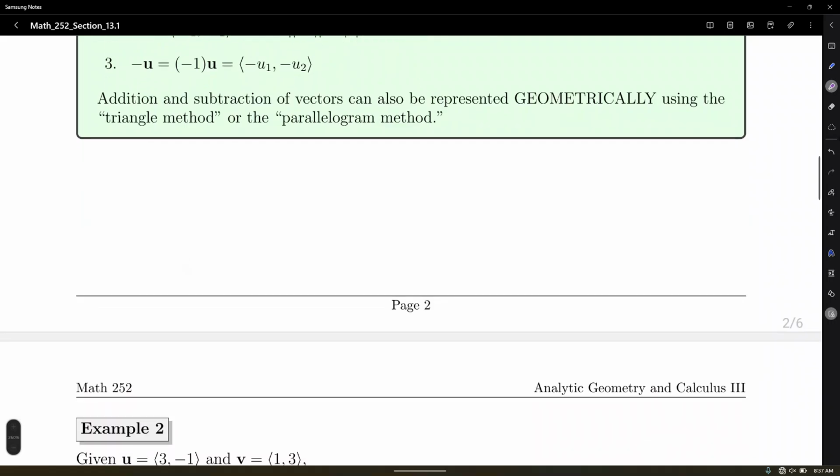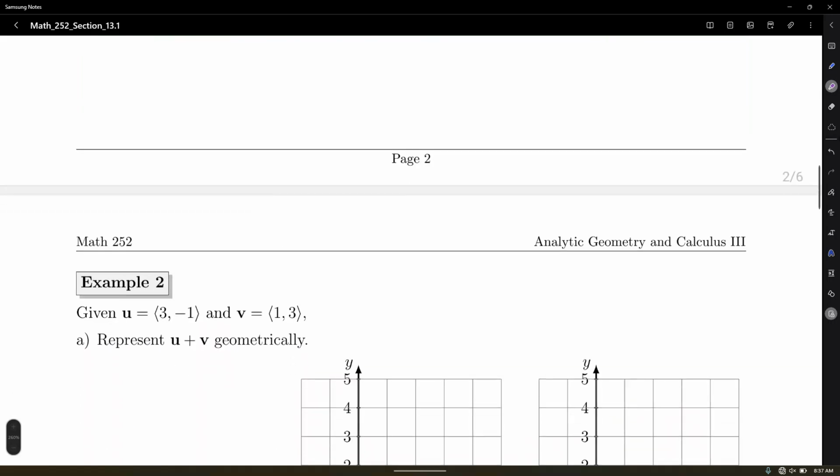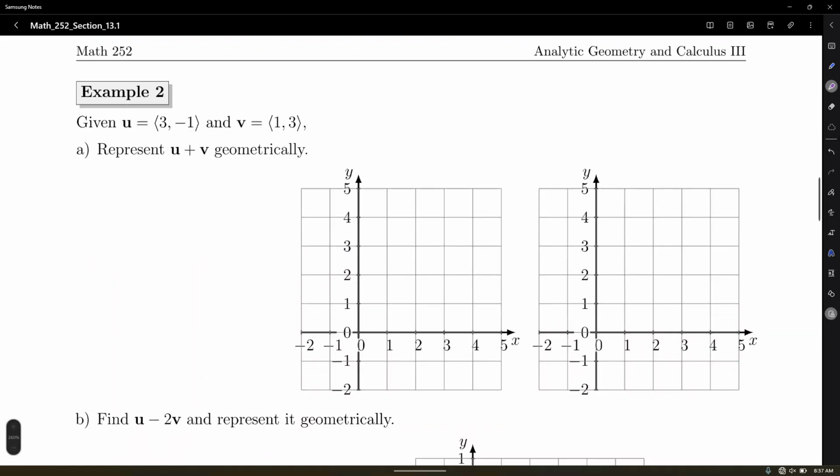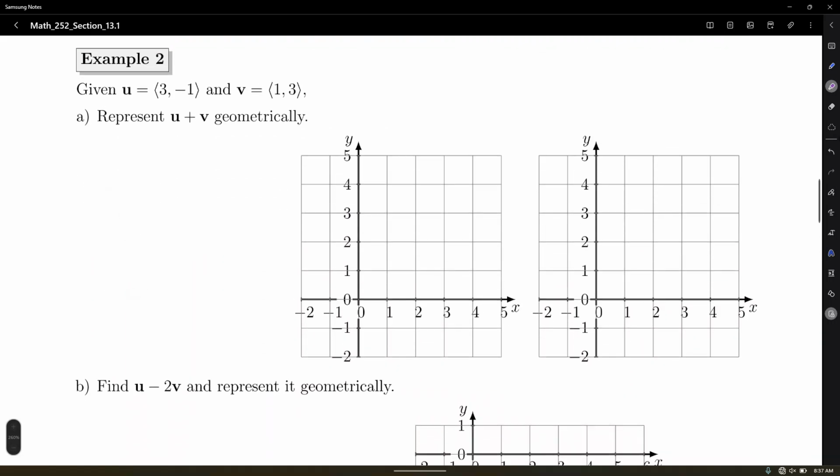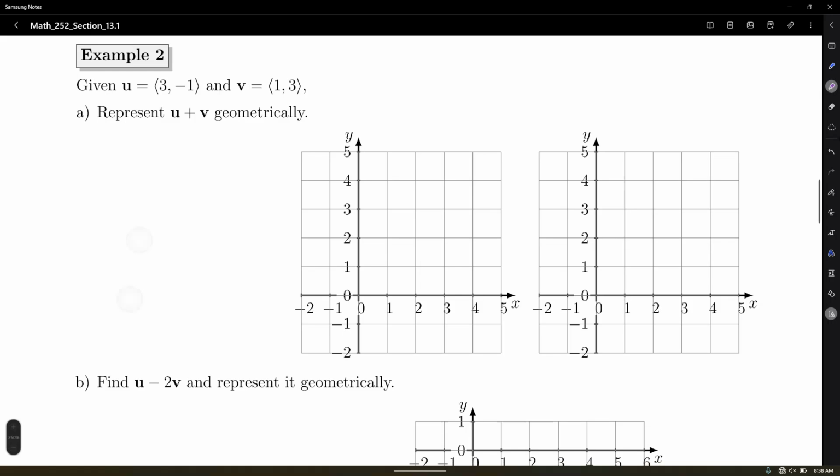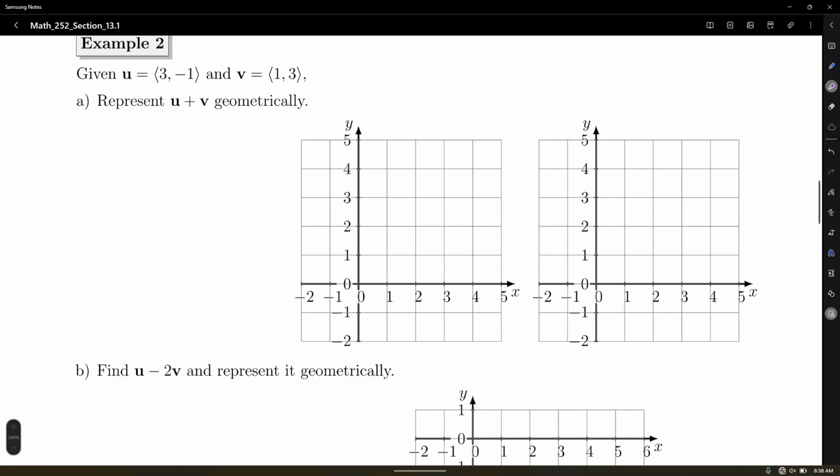Okay, so to add or subtract vectors geometrically, there's a couple of methods: the triangle method and the parallelogram method. I'm going to show you an example where we're going to graph both methods. So now we have more than one vector. Two vectors, u equals (3, negative 1) and v equals (1, 3). Number 1, represent u plus v geometrically. Okay, you know what? I'm going to cheat a little bit and do it algebraically first, so we get an idea of what we are supposed to obtain.